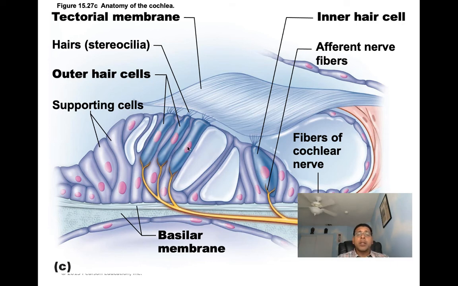The hair cells are arranged as one row of inner hair cells and three rows of outer hair cells that are sandwiched in between the tectorial membrane up here and the basilar membrane down here. The hair cells have numerous stereocilia, or long microvilli, which protrude into the potassium-rich endolymph. Transduction of sound stimuli occurs after localized movements of the basilar membrane. That's very important that you understand.